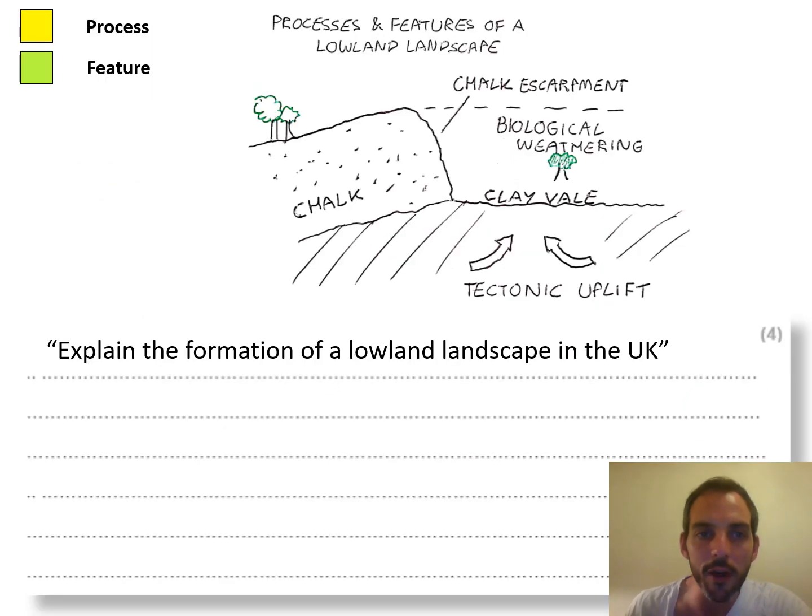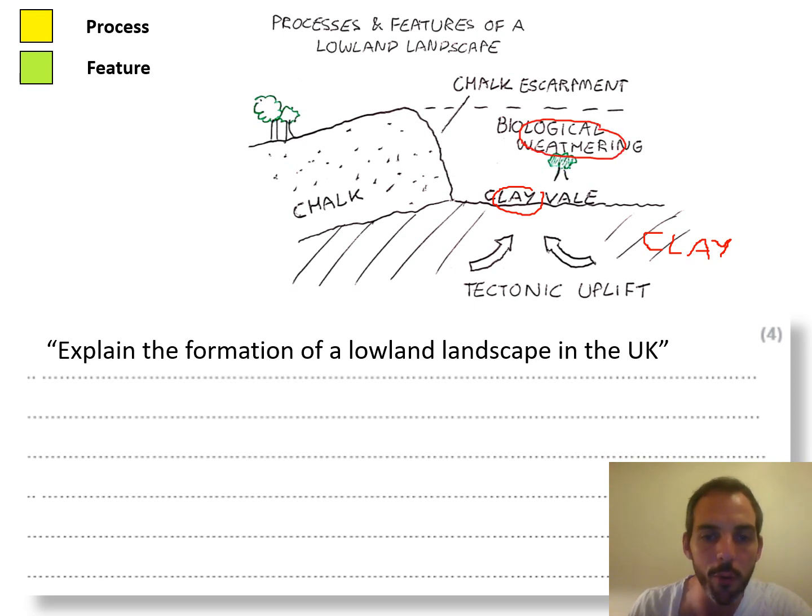Okay, we're going to challenge ourselves now. I'm going to walk you through a 4-mark question, and we're going to take the process and feature approach to physical geography. So what we need to do first off on our diagram, there's one thing that we missed out on the previous slide, and that is that this area of rock is clay. I know it says that this is clay vale here, but that is formed as a result of weathering.